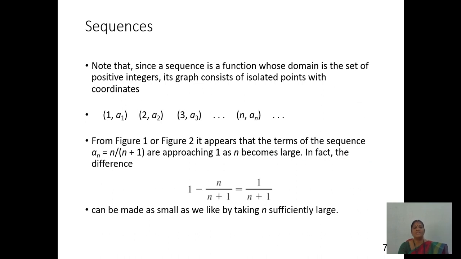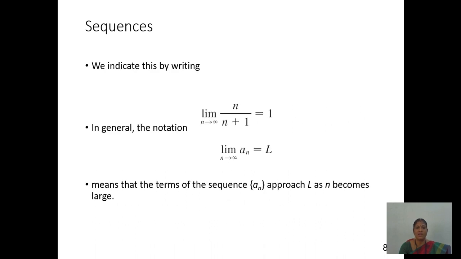Note that since a sequence is a function whose domain is the set of positive integers, its graph consists of isolated points with coordinates (1, a1), (2, a2), (3, a3), and so on, (n, an), and so on. From figure 1 or figure 2, it appears that the terms of the sequence an equal to n by n plus 1 are approaching 1 as n becomes large. In fact, the difference 1 minus n by n plus 1 equals 1 by n plus 1 can be made as small as we like by taking n sufficiently large.